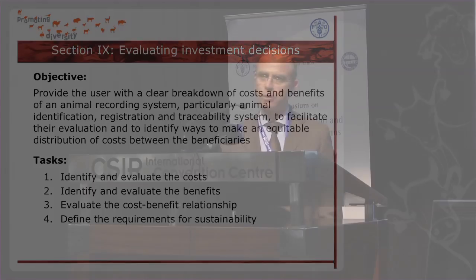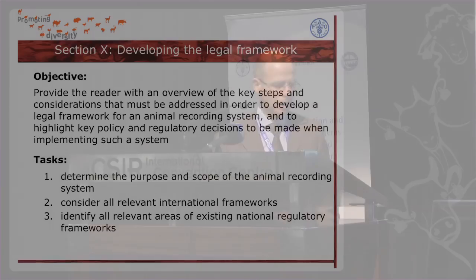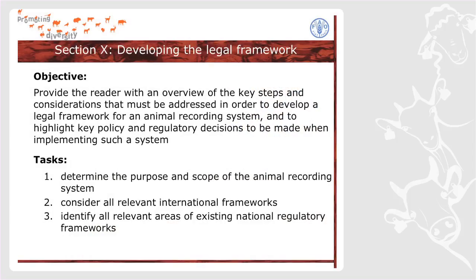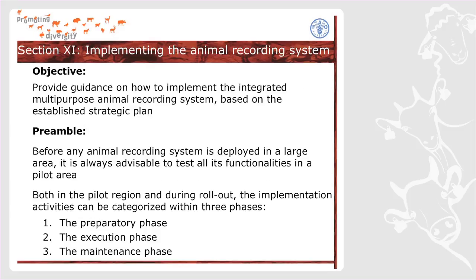This section also contains a legal framework, which was written by legal people working with us at FAO. It gives a model of how a country can draft such legislation for animal identification and traceability, or animal identification and recording in general. And then the last section deals with how to implement animal identification and recording.